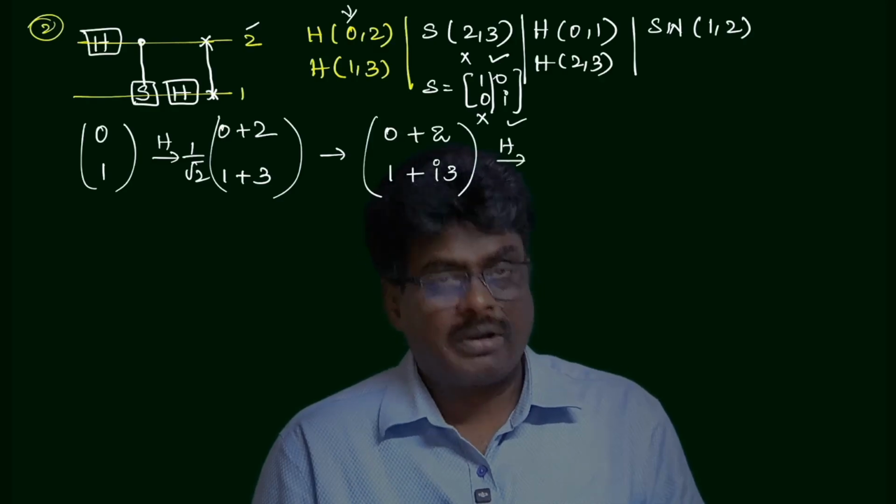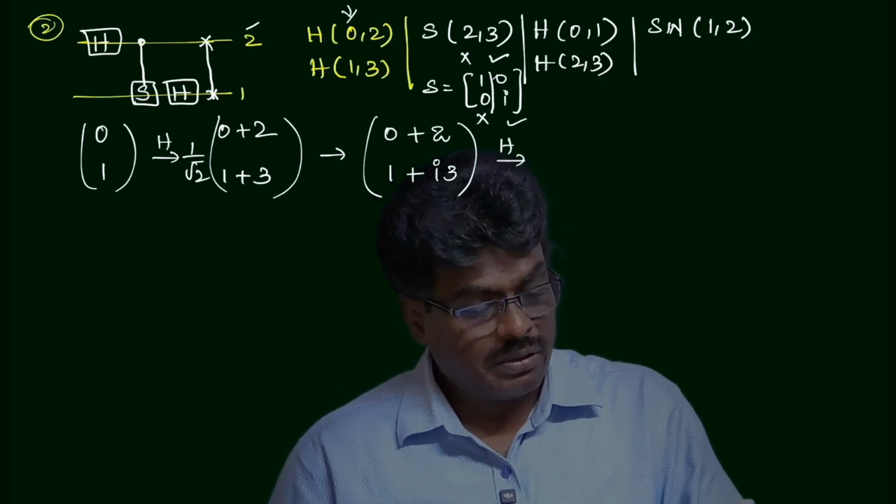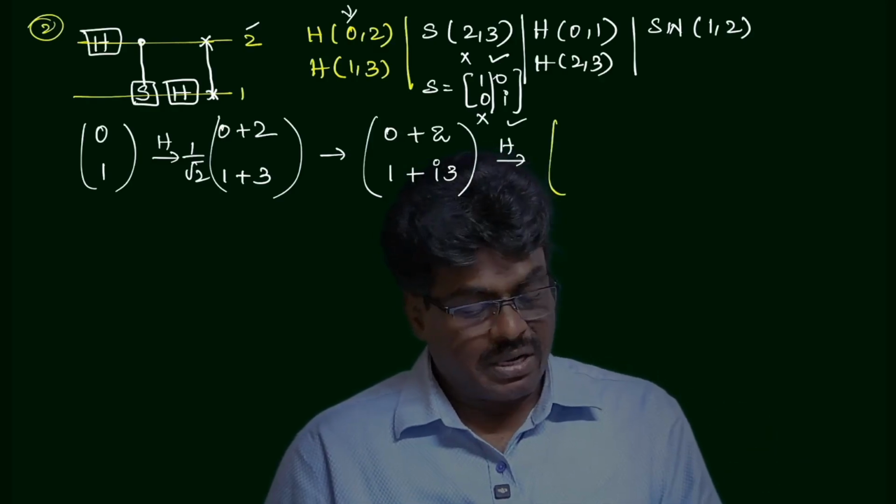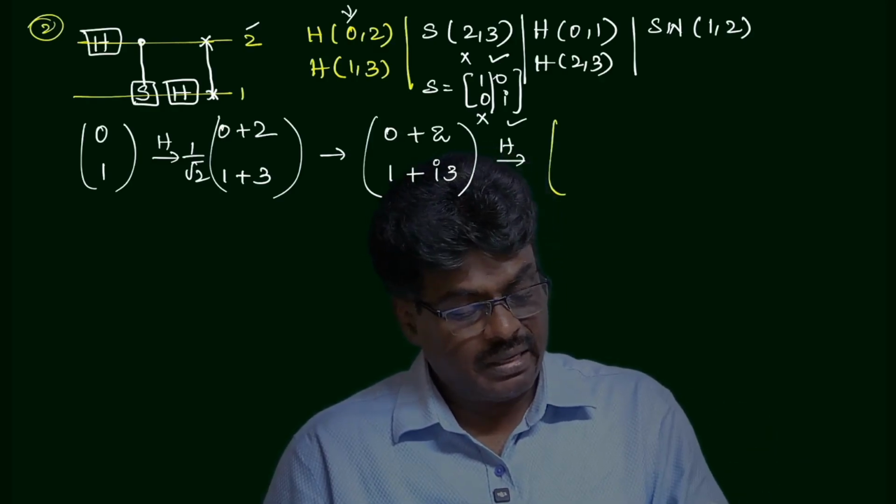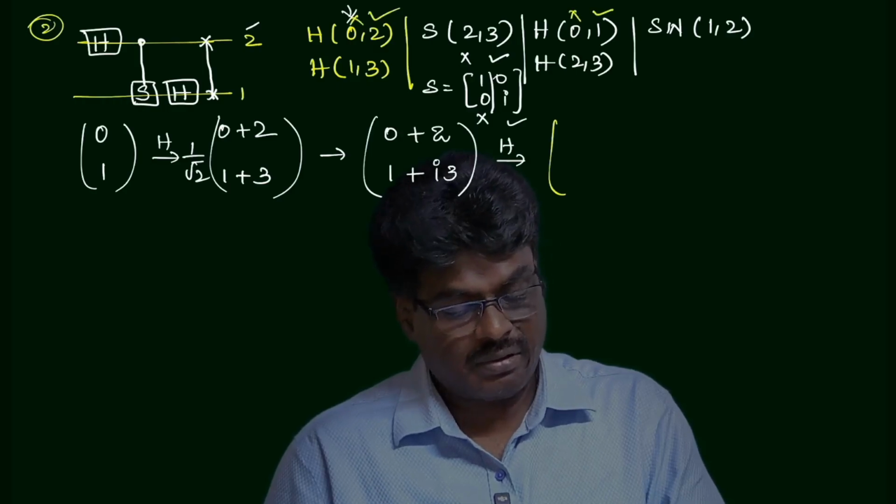Next again the Hadamard operation we got, so no issue. I will write the normalization constant at the end. Now here 0 is there, this is off and on.